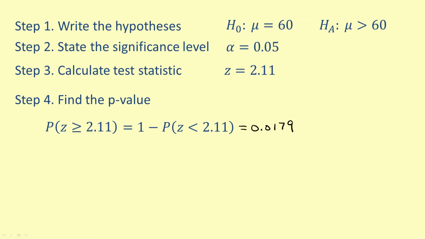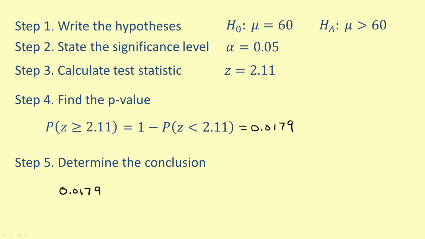The next step is to determine whether or not to reject the null hypothesis. We can see that the p-value is less than the significance level, which means the null hypothesis should be rejected.